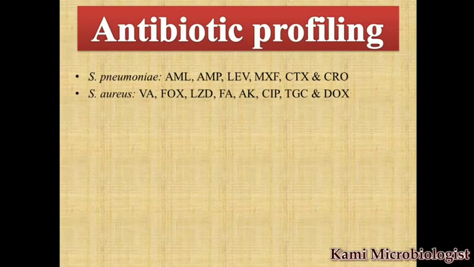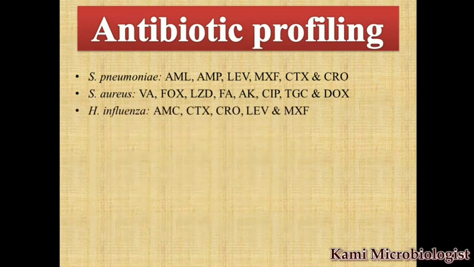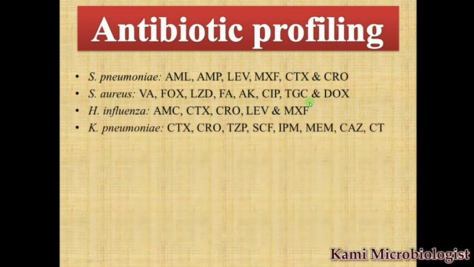Then you have Staphylococcus. When Staphylococcus is isolated, you will have to use vancomycin, cefoxitin, linezolid, fusidic acid, amikacin, ciprofloxacin, tigecycline and doxycycline. By using these antibiotics, you will also find whether the Staph aureus is MRSA or MSSA. Then you will have to use these antibiotics when you have Haemophilus influenzae. In case of Haemophilus influenzae, you have to use amoxicillin plus clavulanic acid, cefotaxime, ceftriaxone, levofloxacin and moxifloxacin.